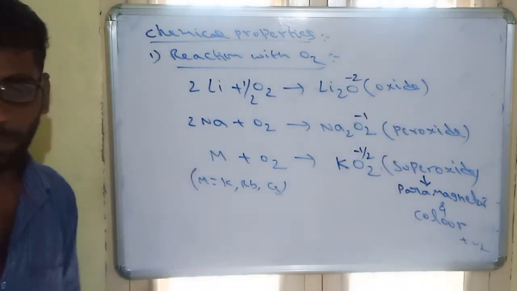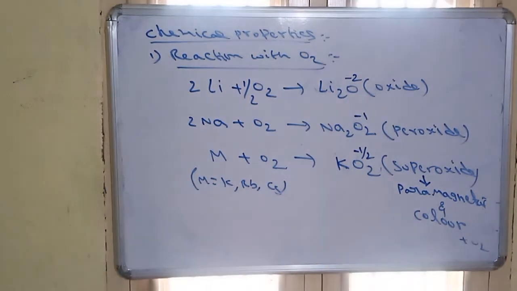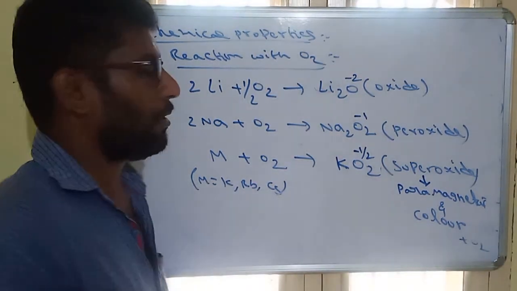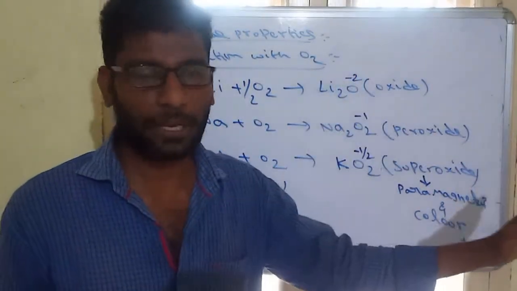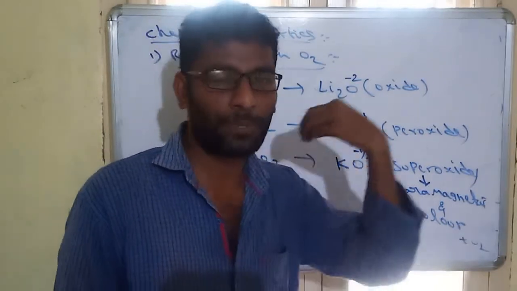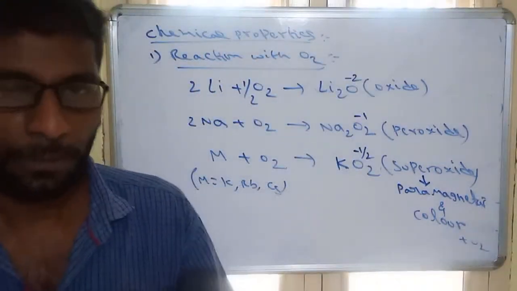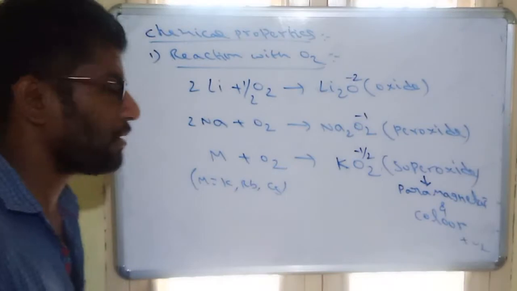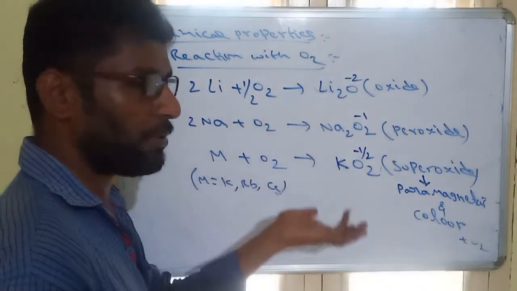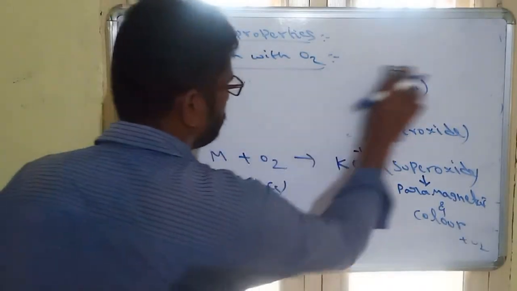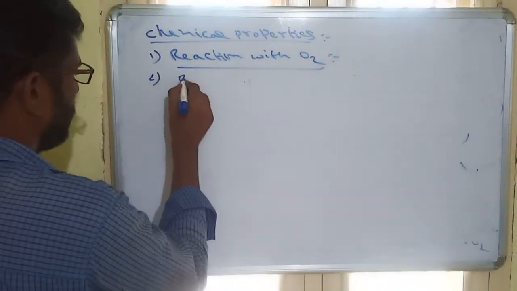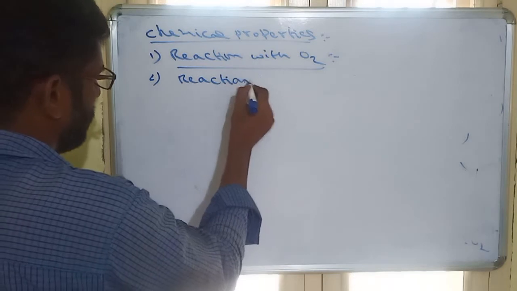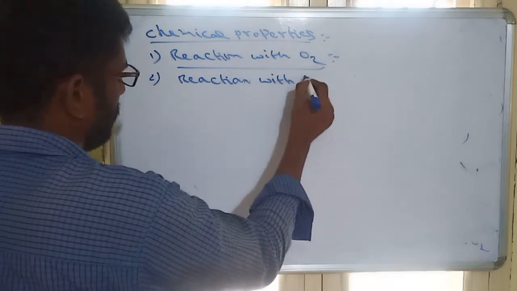So this is the reaction with oxygen. Mostly all these oxides are basic in nature. Any of these oxides, when combined with water, produce bases. That's why all of these oxides, whether lithium oxide or sodium oxide, are basic in nature. The second one is the reaction with water.